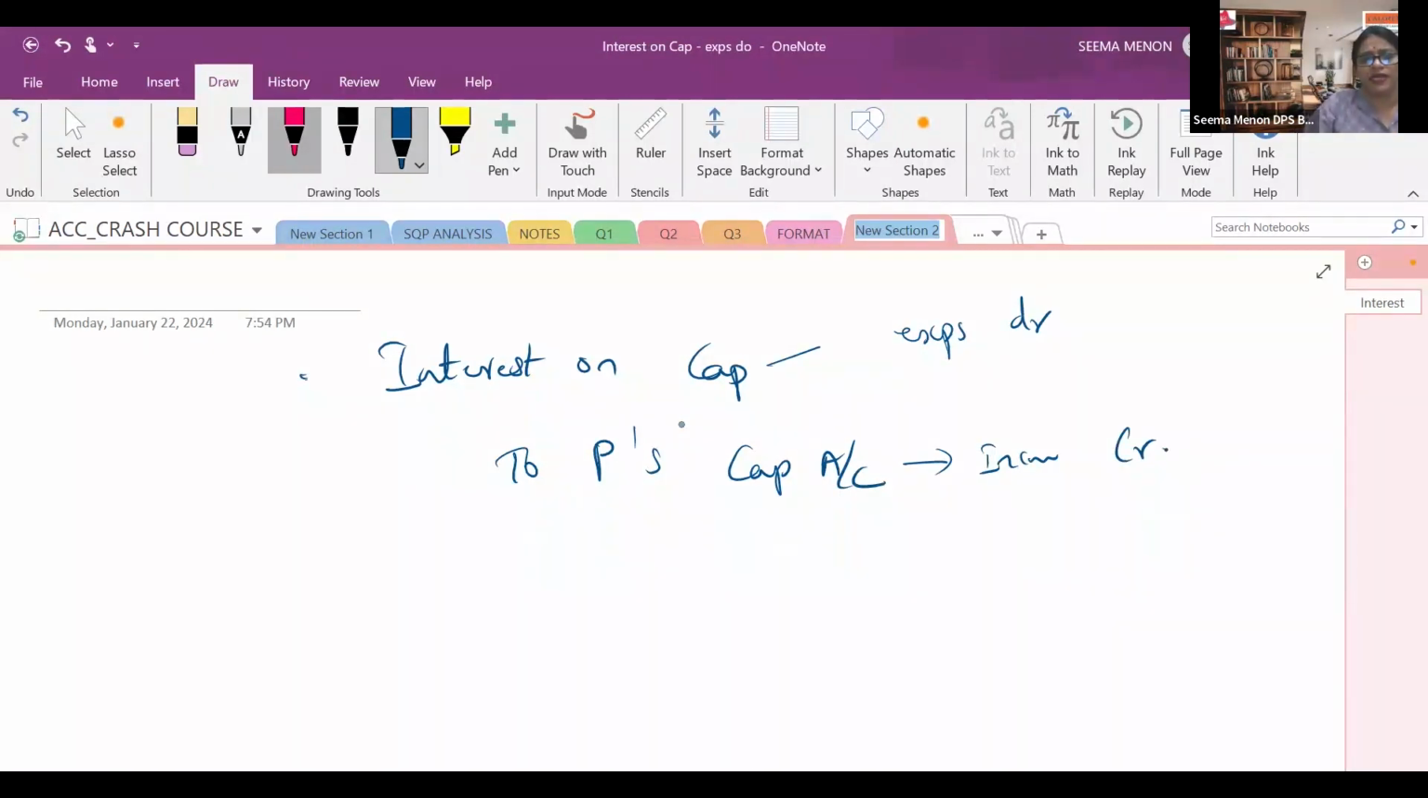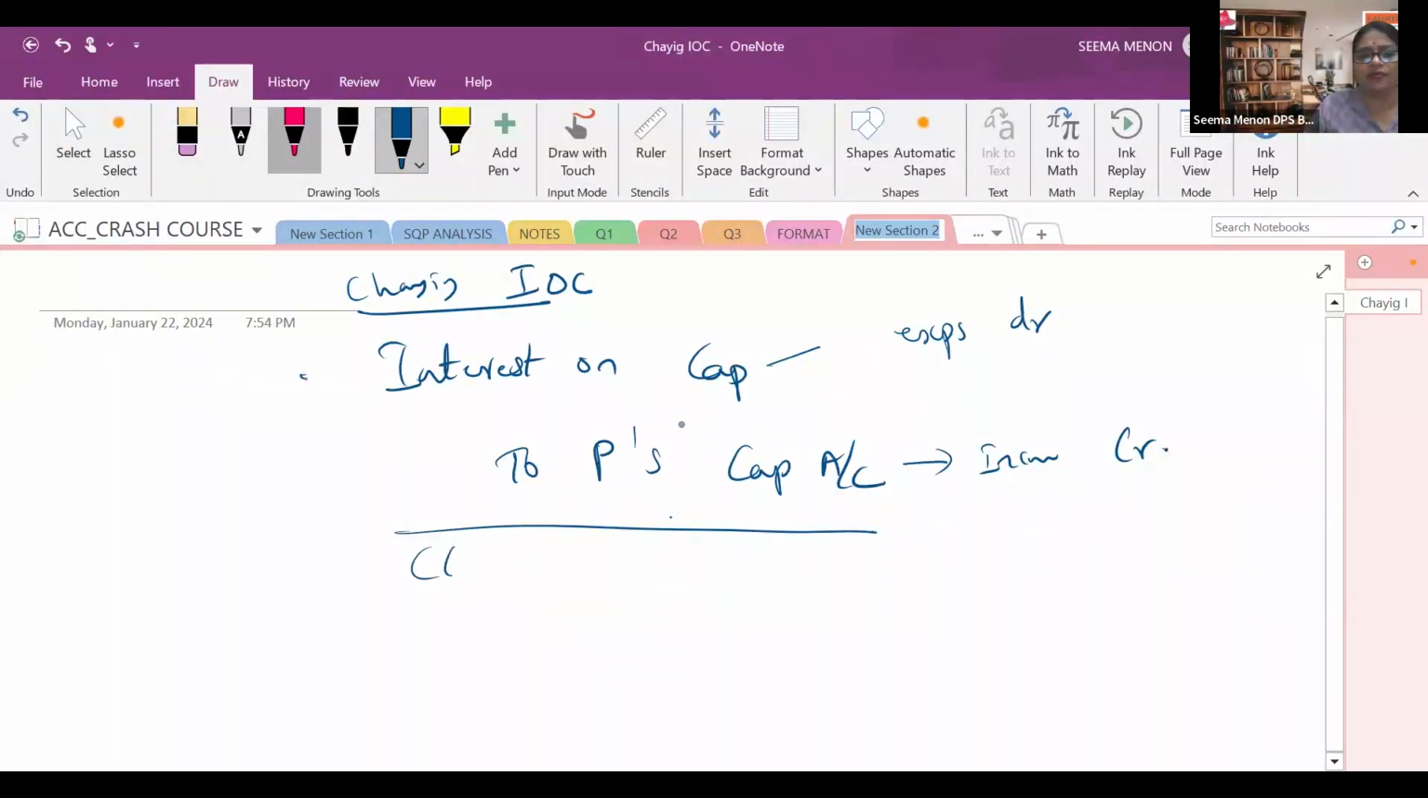So what is the journal entry for charging interest on capital? For charging interest on capital, the journal entry is interest on capital account debit to partners' capital account. Now, once you charge, you have to close. What is the closing journal entry for interest on capital? You have debited it, so to close that, interest on capital will be credited. And where will you be closing this? By transferring to profit and loss appropriation account.